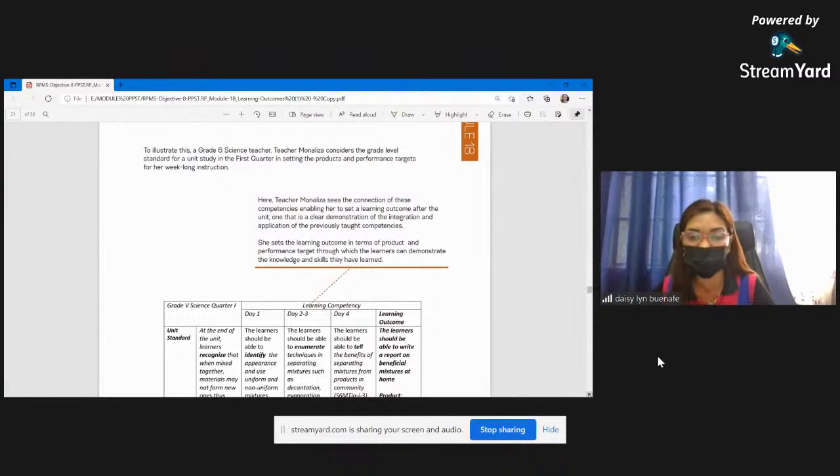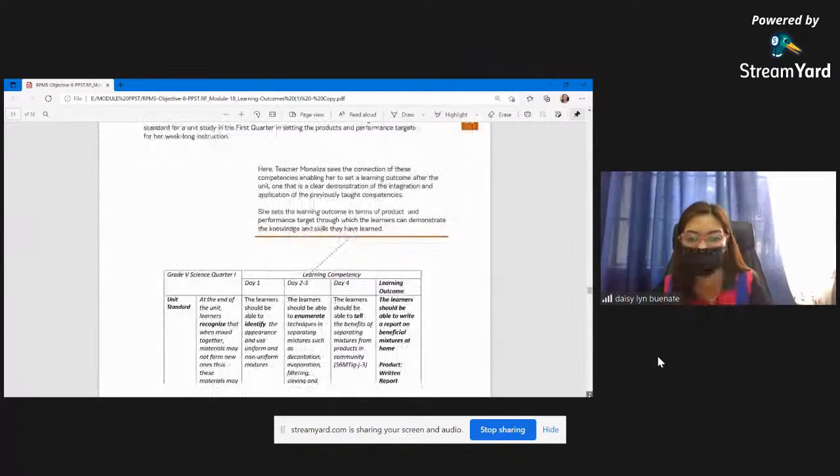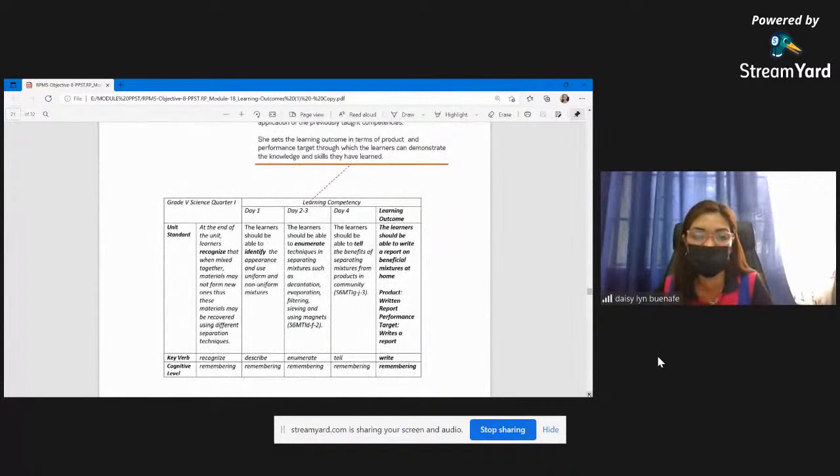So she sets the learning outcome in terms of product and performance target through which the learners can demonstrate the knowledge and skills they have learned. For the Grade 5 Science, Quarter 1 unit standard: at the end of the unit, learners recognize that when mixed together, materials may not form new ones. Thus, these materials may be recovered using different separation techniques.